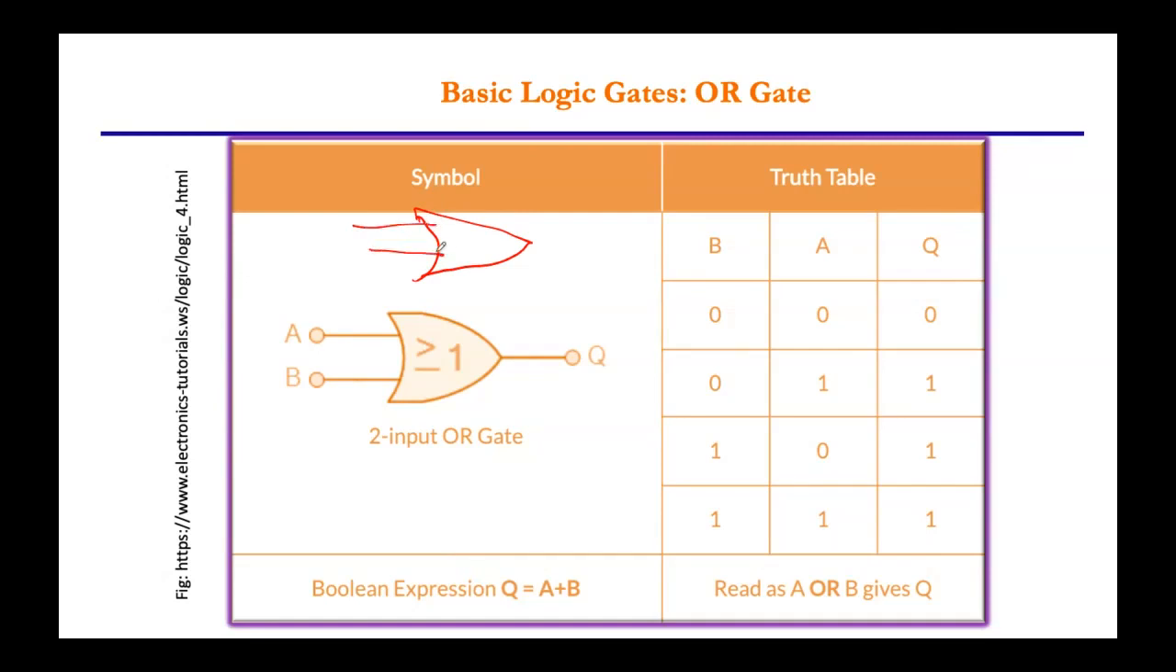It takes two inputs, input A and input B, and it does the addition operation, and it gives the result. That is your Q. So how can it be written? The Boolean expression of this logic gate, the two-input OR gate, can be written as: result is equal to the addition of your two binary digits, A plus B. Then it can be read as A or B gives the result 1.